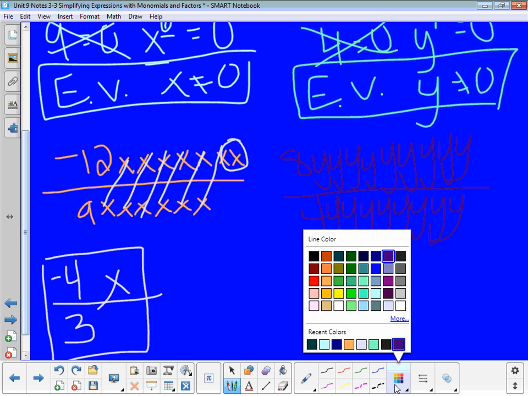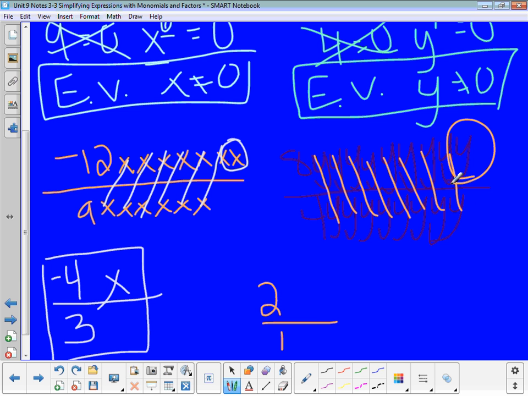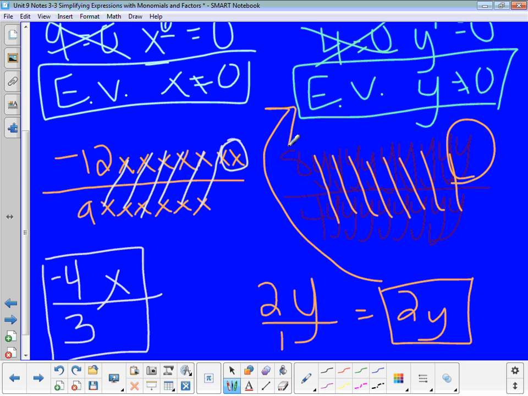So the first thing I want to do is reduce that fraction. So 8 divided by 4 is going to give me 2 over 1. Now let's cancel out some y's. That cancels that, that, and that. So all we have left is 1y on top. So 2y over 1 is the same as 2y. So that right there is your final answer. So again, you need both of these answers for each question.